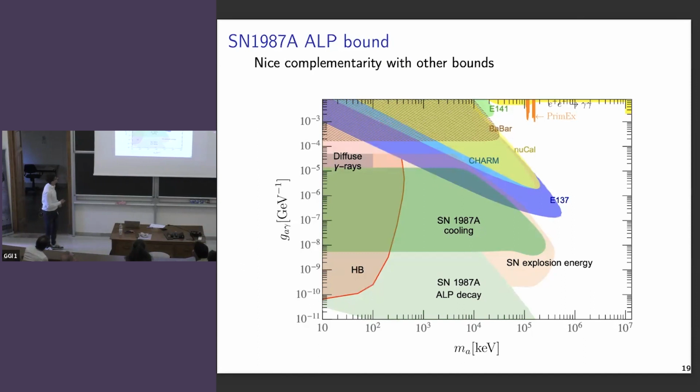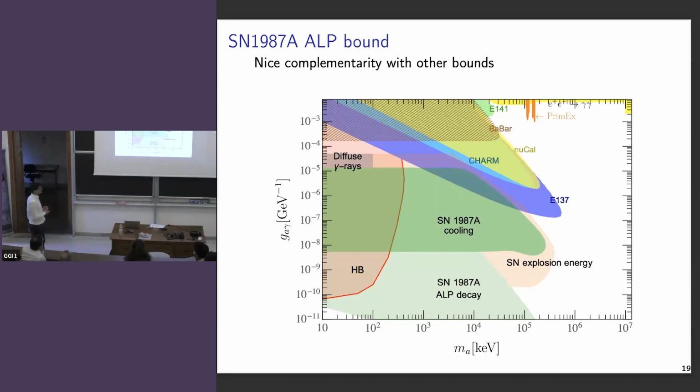And indeed, here you can see an overview of the bounds on the ALP parameter space, which show nice complementarity also with other bounds. For instance, with the HB bound that yesterday also Oscar discussed here, but they are very complementary also with laboratory experiments, which can probe only larger values of the axion-photon coupling. While if we focus our attention on the supernova bounds, you can see here in dark green the cooling bound obtained using the energy loss argument that I previously discussed.